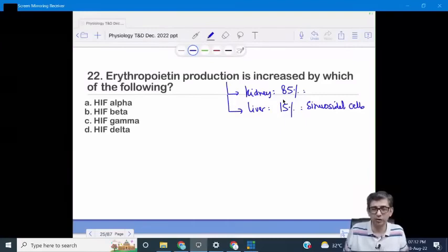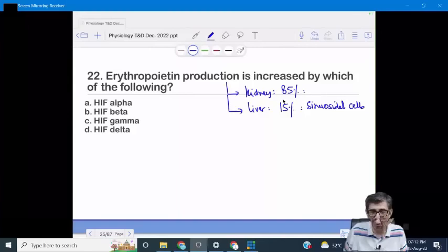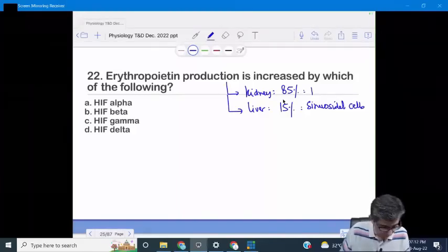Sinusoidal cells of the hepatocytes are the ones responsible for production of erythropoietin. Can you comment on which cells in the kidney produce erythropoietin? Okay, I've had answers also. That is peritubular cells. Very good, Balraj. Peritubular cells will be producing erythropoietin.